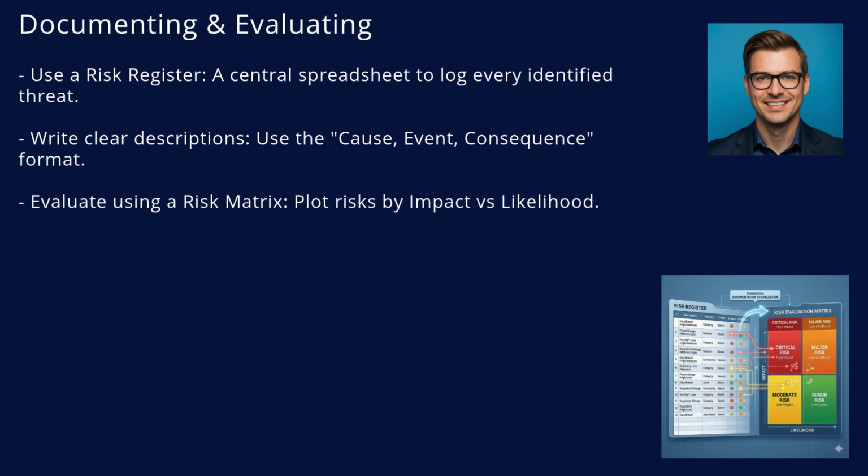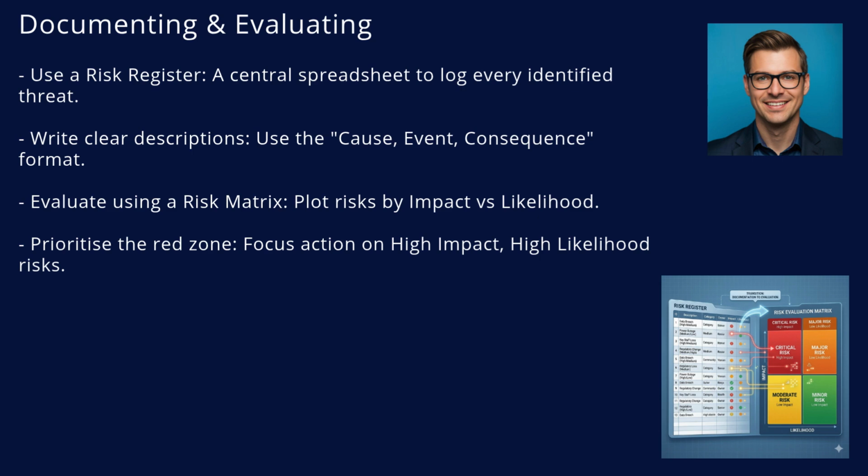Next, evaluate those risks using a risk matrix, plotting each item based on its potential business impact versus its likelihood of occurring. You must prioritize the red zone. Focus your immediate mitigation planning on the high-impact, high-likelihood risks.